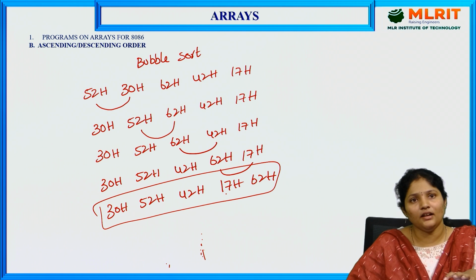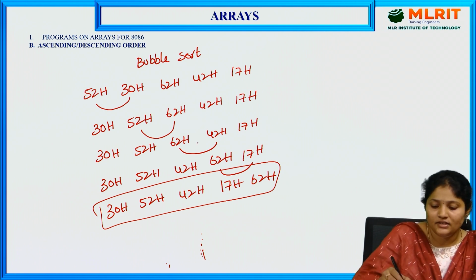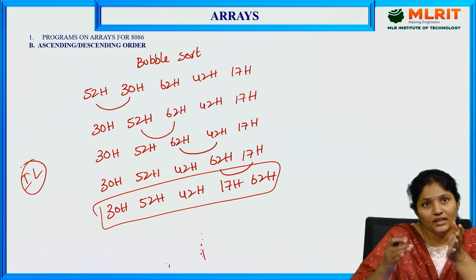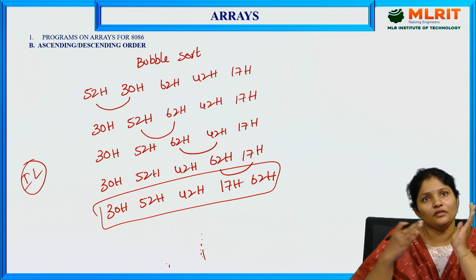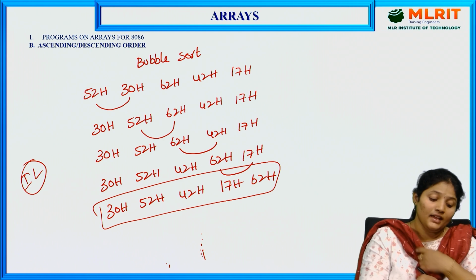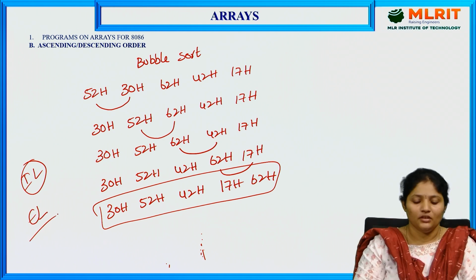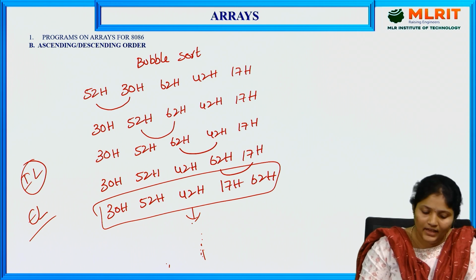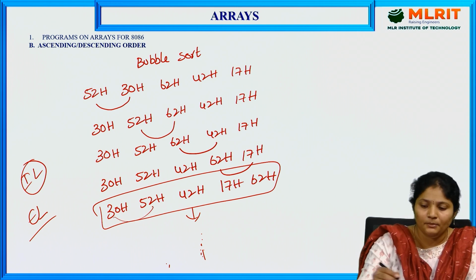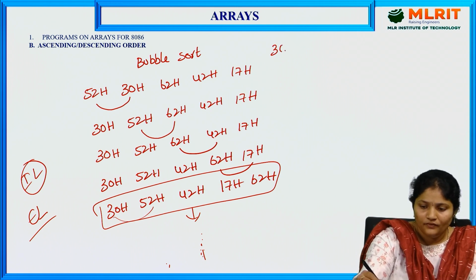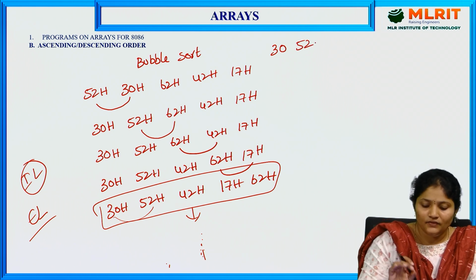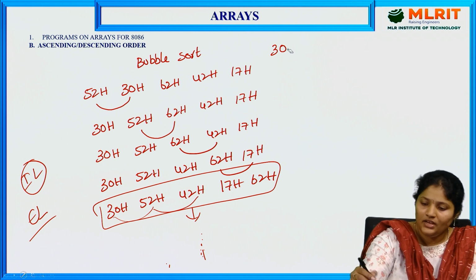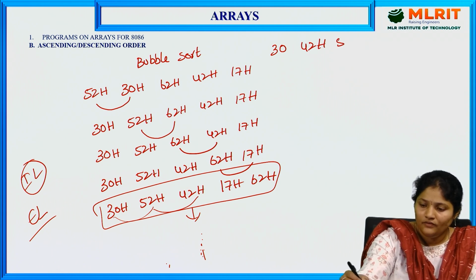So these comparisons are internal loops, and to perform this whole thing next time, that is the external loop. There will be two loops. So now again this will be the input. We need to perform the same operation. Again the first number will be compared with the second number, and we will get 30, 52. Then again 52 will be compared with 42. So again it will exchange. We will get 42H, 52H.